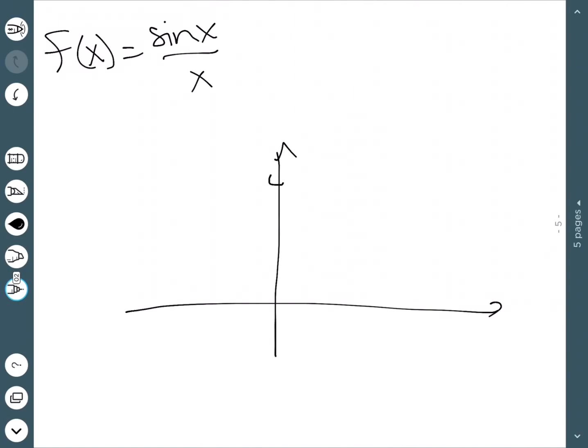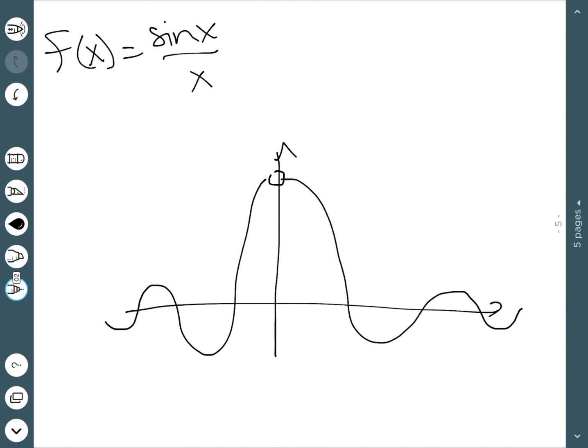Sine x over x is also a removable discontinuity because this thing just isn't defined at all at the point 0. But the graph does look something like this. So this is also a removable discontinuity, because in this case the function value just doesn't exist.